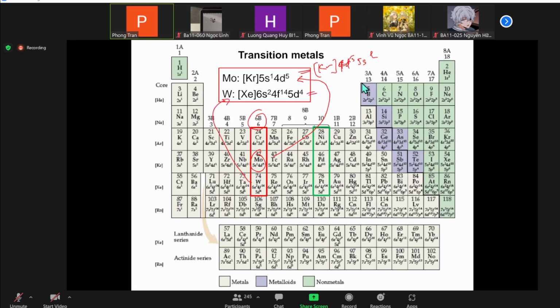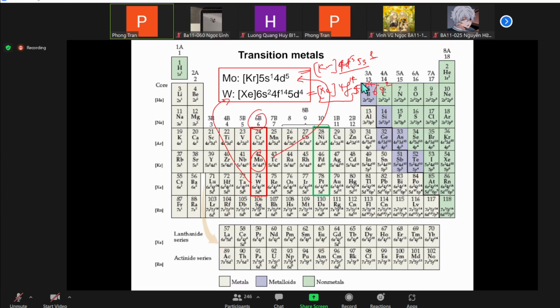You can draw it also like this: 4f14, 5d4, and 6s2. So if you set aside the 4f orbital and look at the outermost layer, you see that for molybdenum it is 4d5, 5s1. And in the case of tungsten, it is 5d4, 6s2.